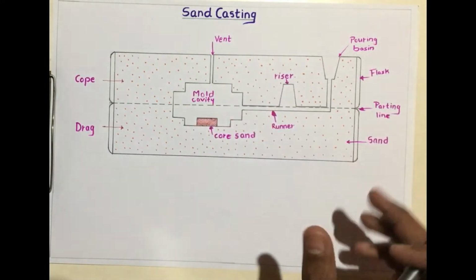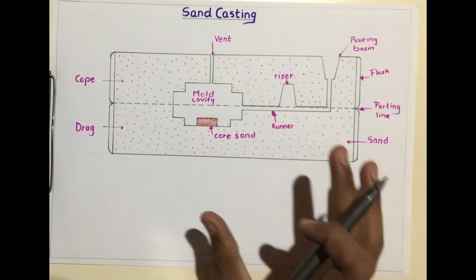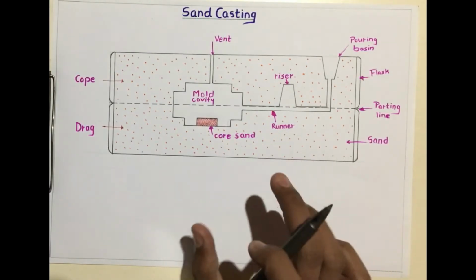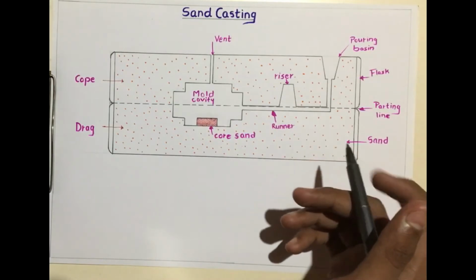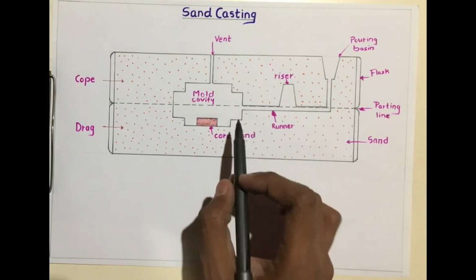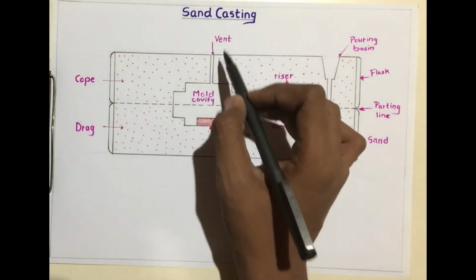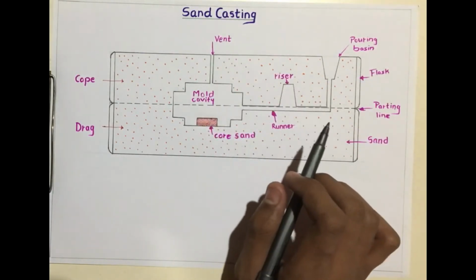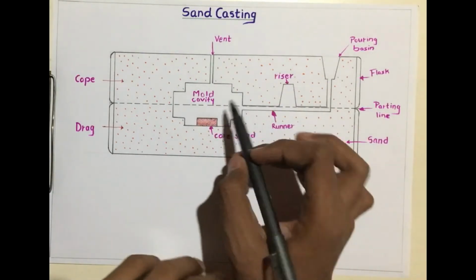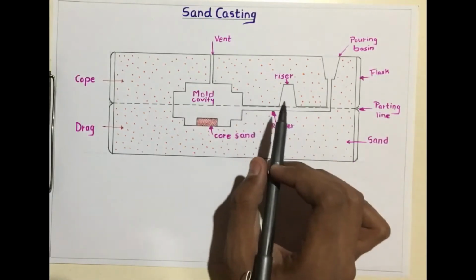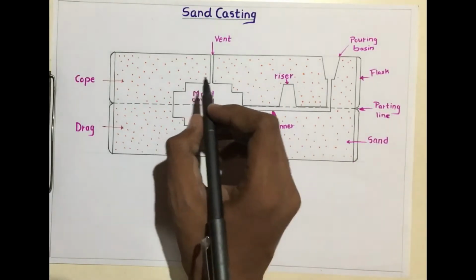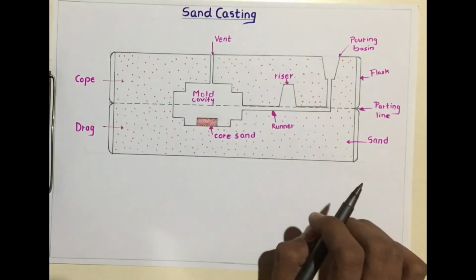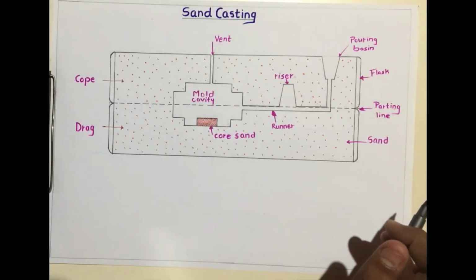Mold cavity is the hollow structure of the final object which is to be created. Then a vent is given here to pass the hot gases from the mold cavity to the atmosphere, because if the gas is trapped inside this then the casting may suffer through some defects.